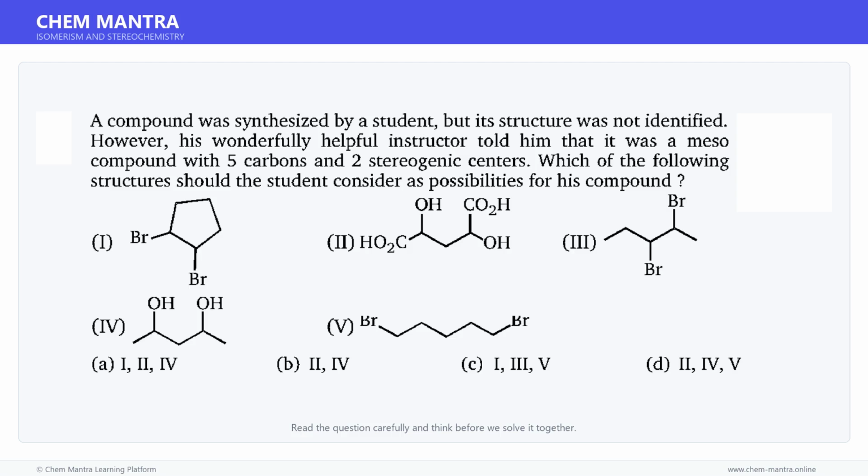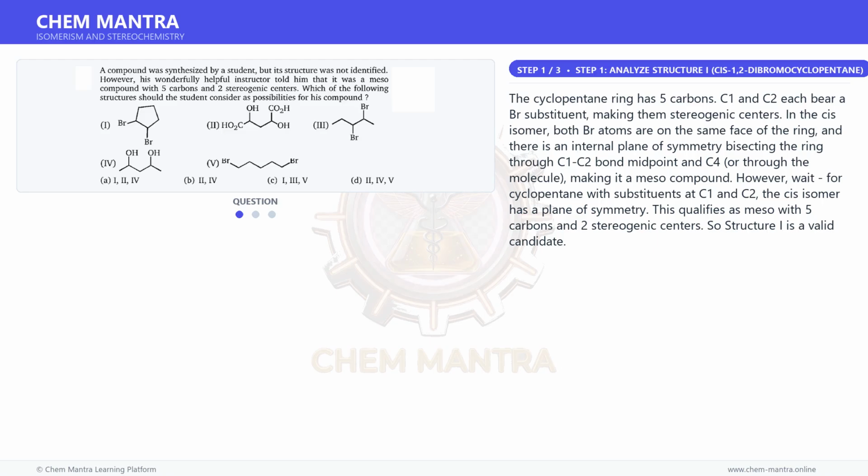Here is a question. Read it carefully and think about the answer. Let us solve it step by step. Let us begin solving this step by step. The cyclopentane ring has 5 carbons.